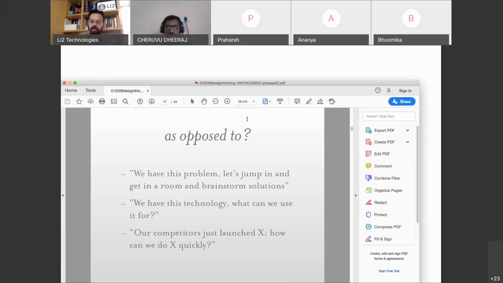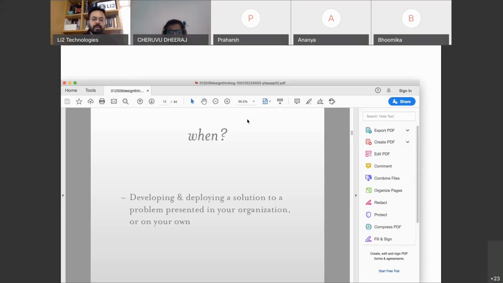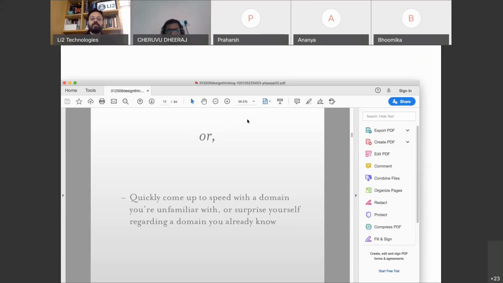I'm addressing this as, how do you solve larger problems in the ecosystem, right? And why do you want to solve it? How you solve it is secondary. Why do you want to do it, right? So let me go to the next slide. Design thinking: what, when, and how. When developing and deploying a solution to a problem presented in your organization or on your own, that's when you apply design thinking. Or to quickly come up to speed with a domain you're unfamiliar with, or to surprise yourself regarding a domain you already know.